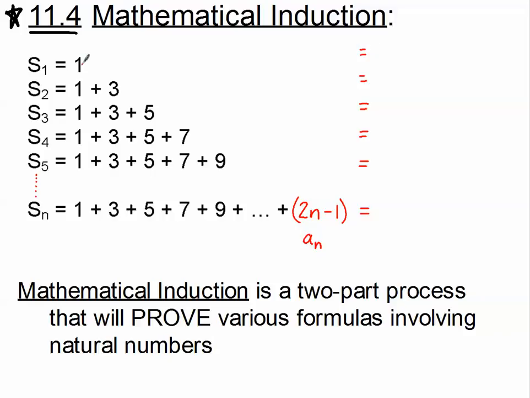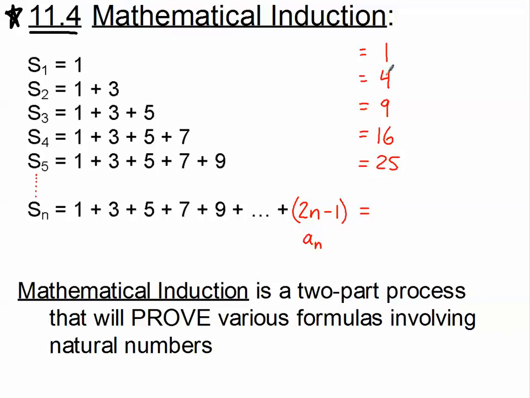Obviously, the first sum is just a single number, so that's 1. Okay, great. 1 plus 3, we get 4. 1 plus 3 plus 5, we get 9. The next number, adding 7 to that, we get 16. 1 plus 3 plus 5 plus 7 plus 9 adds up to 25.